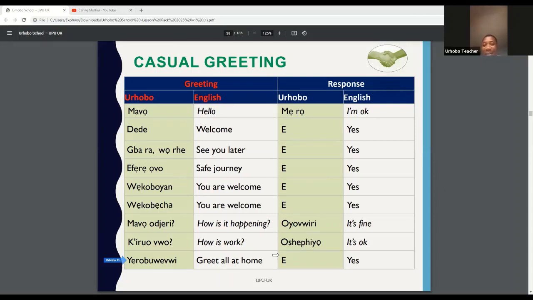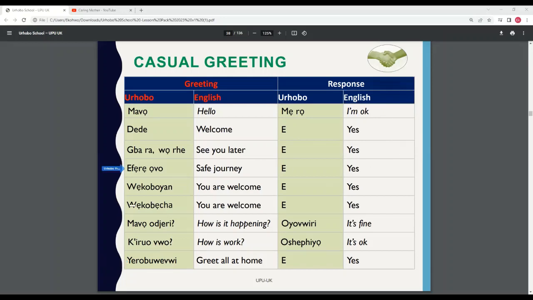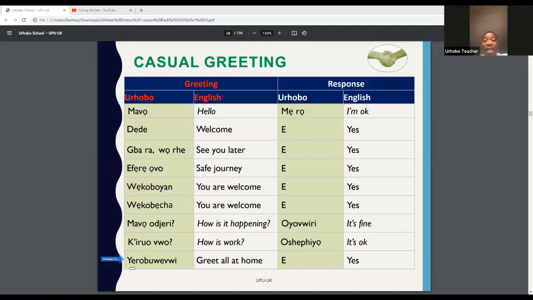You say okay, which also means yes. So greet all at home. Ufoma, please, do you mind just repeating safe journey and greet all at home one more time? Okay, safe journey. Efere ovo. Okay, then greet all at home is Yerobuwewi.